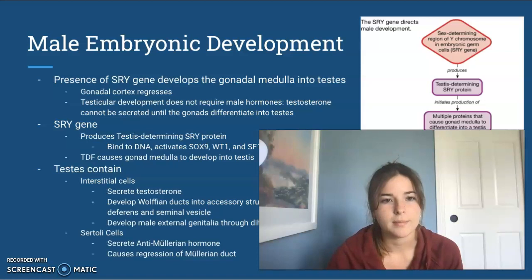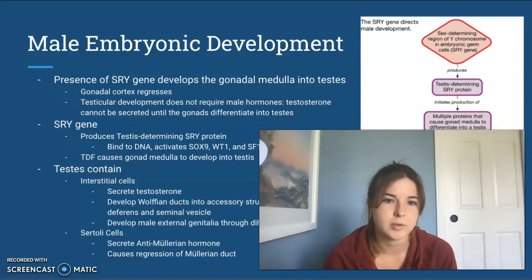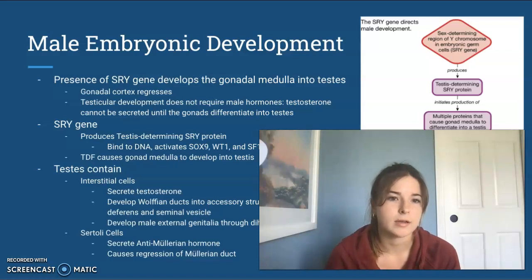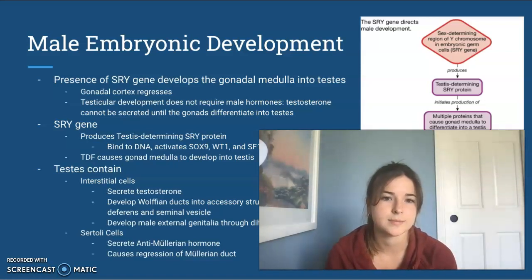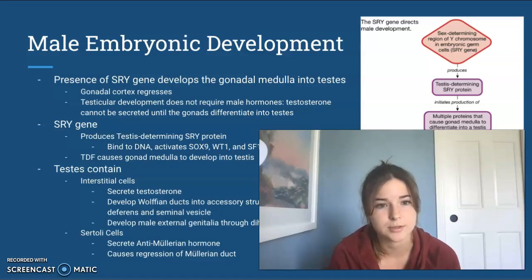We can now look at male embryonic development. It is the presence of the SRY gene, which was mentioned in the female embryonic development, that allows for the development of the gonadal medulla into the testes. With this, the gonadal cortex then regresses. It is important to note that testicular development does not require male sex hormones like testosterone. This is because testosterone cannot be secreted until the gonads differentiate into testes.